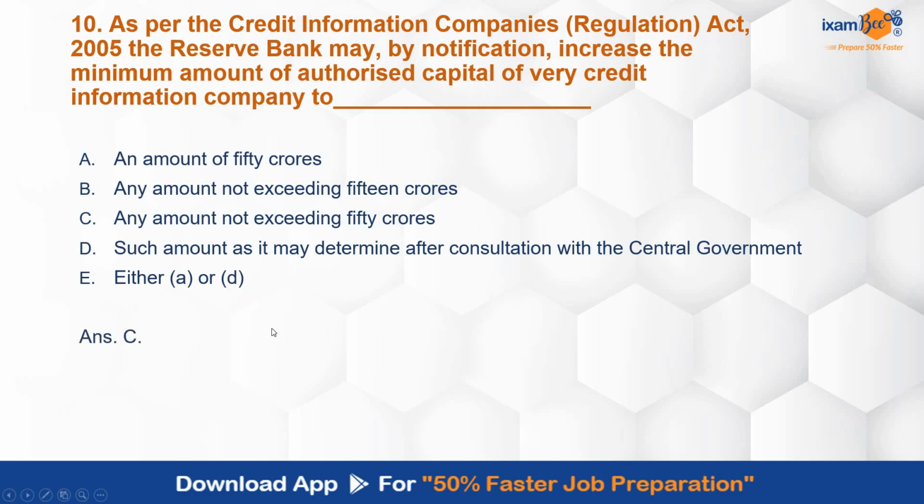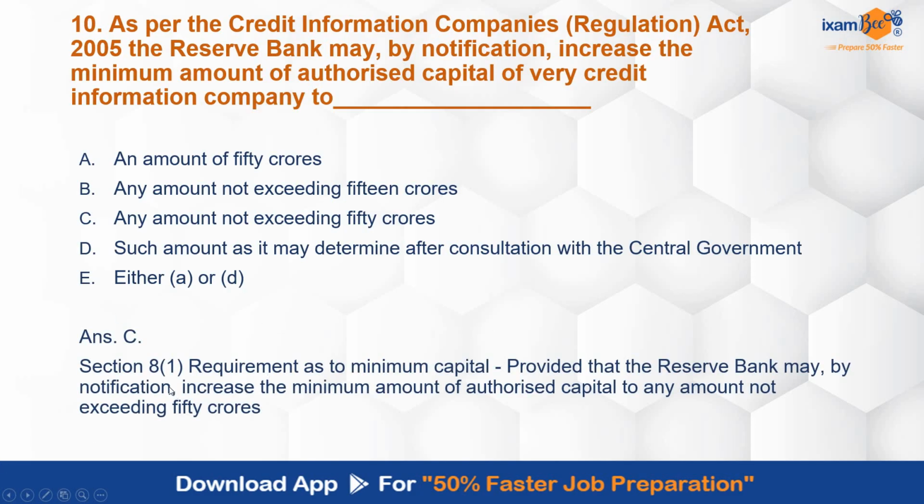Correct answer is C. Any amount not exceeding 50 crores. Section 8, Clause 1 deals with it. Requirement as to minimum capital. Provided that Reserve Bank may by notification increase the minimum amount of authorized capital to any amount not exceeding 50 crores.